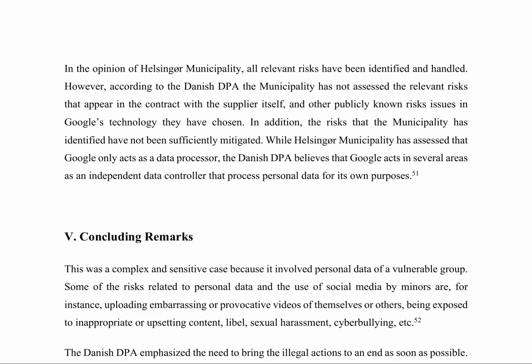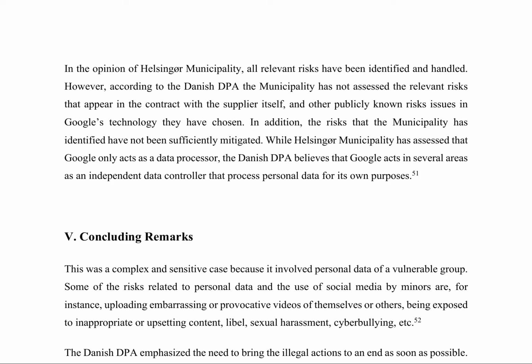The Danish Data Protection Authority's decision on Helsingor Municipality's use of Google's technology for processing personal data of minors highlights critical issues. Despite claims of mitigating risks, the authority argues that the municipality failed to assess inherent contract risks and publicly known risks associated with Google's technology. The municipality's identified risks were also insufficiently mitigated.